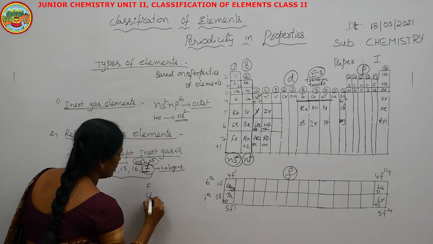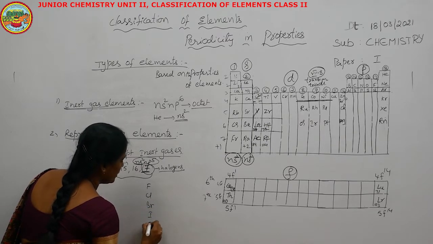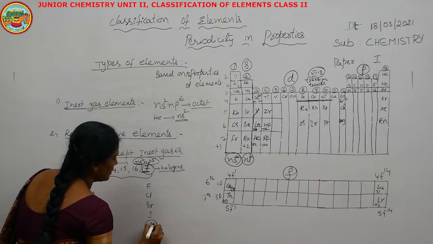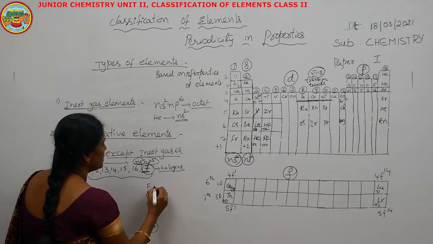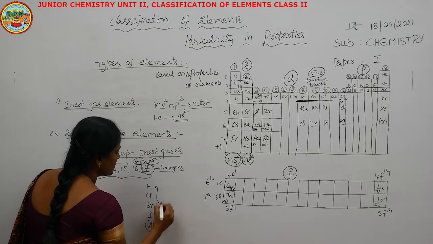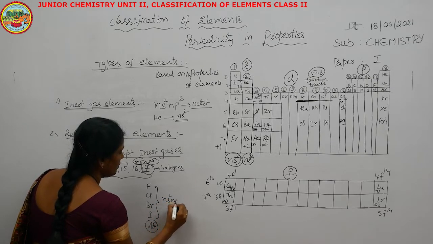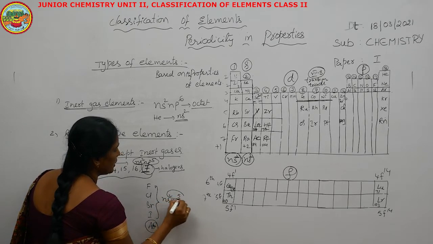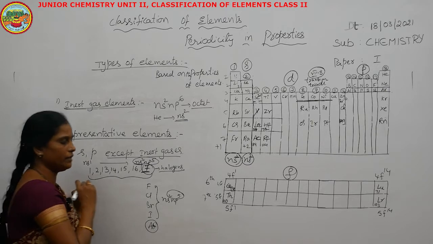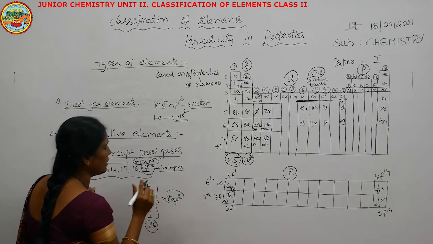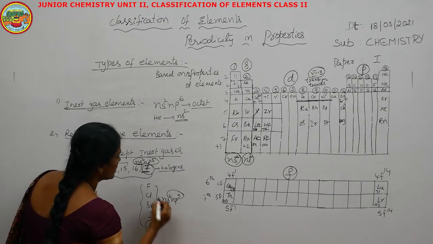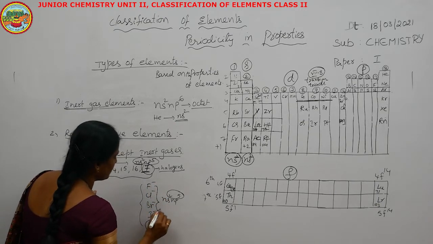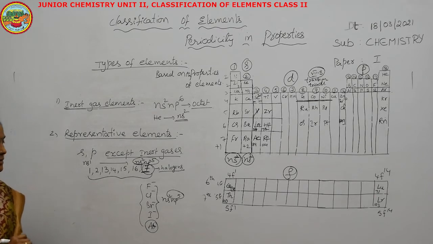Fluorine, chlorine, bromine, iodine, astatine. It is the radioactive element, and these have configuration ns2 np5. Means 7 electrons in the valency. To get the stability, they have the tendency to gain one electron. So that's why these all exist as F minus, Cl minus, Br minus.